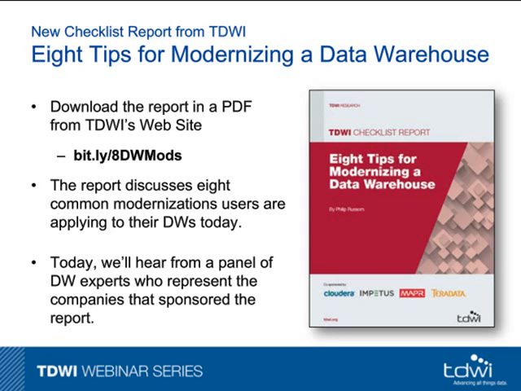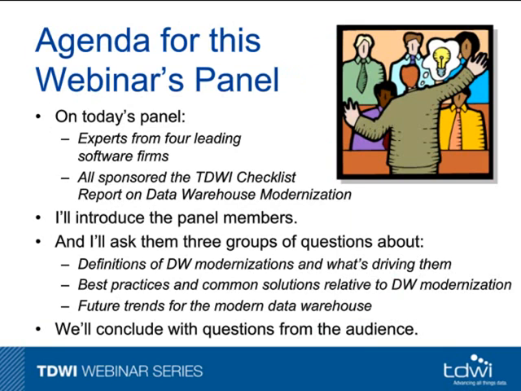So the way I'm going to run the panel today is to give them a series of questions. On the panel we have experts in data warehousing and related fields from 4 leading software firms, and all these firms sponsored the TDWI checklist report that I introduced on the previous slide. I will introduce the panel members, but for the sake of time, I'm just going to tell you their names, job titles, and where they work. If those panelists want to add a few more comments about the nature of their work, they can do that later. And then really the bulk of the webinar is going to be me asking 3 groups of questions, and we'll try to hear from each panelist for each of the groups.